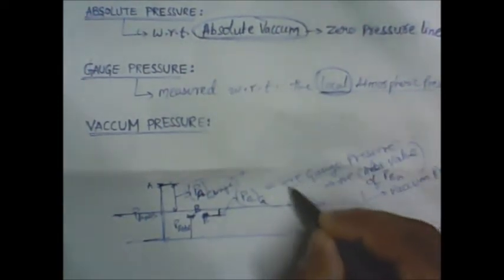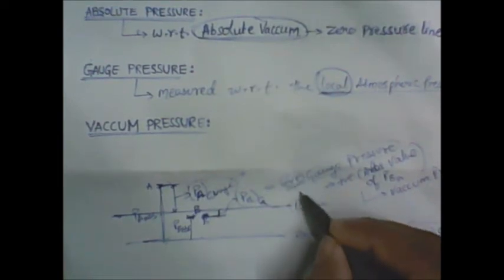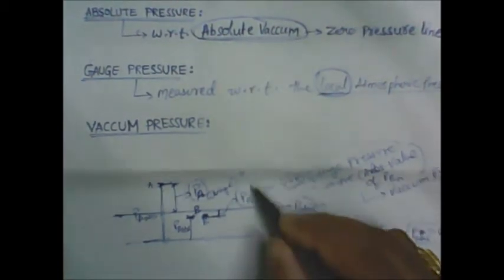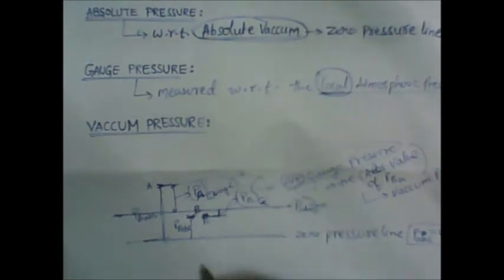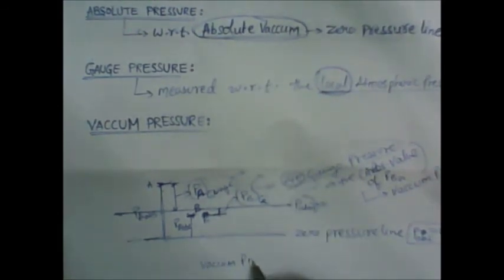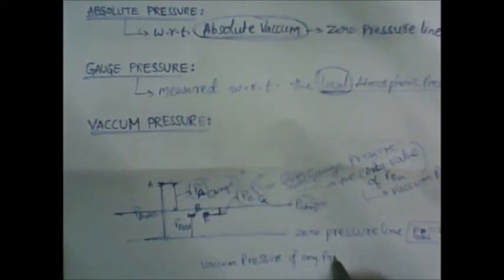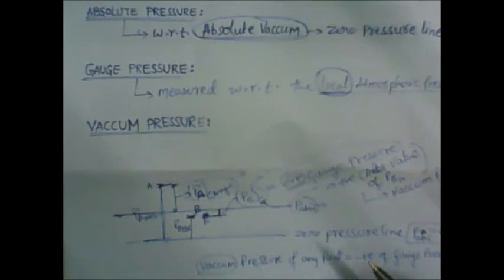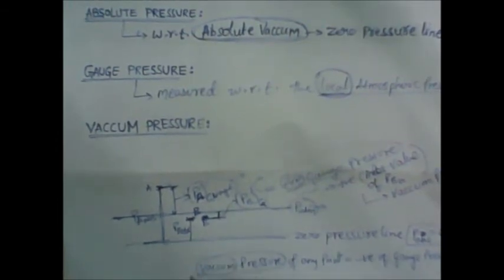To avoid this negative value, we will take the positive magnitude of this gauge pressure and name it vacuum pressure. So always remember, the vacuum pressure of any point is equal to the negative of gauge pressure. Whenever we encounter the words vacuum pressure, keep in mind that it is below atmospheric pressure.